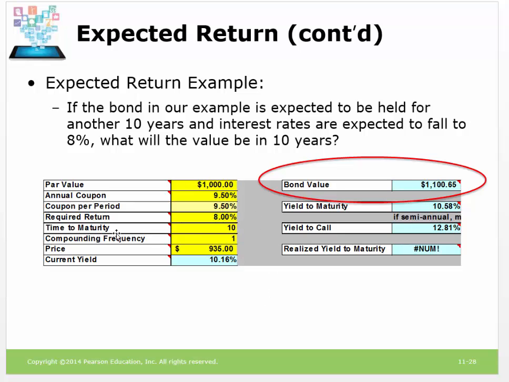So in 10 years, right, we now have 20 years left on this bond. So in 10 years, there'll be 10 years left. And the required return will change to that new market rate or forecasted rate of 8%. So in 10 years, this bond will be worth $1,100.65. So now I can use that future price to determine what I would get if I would buy the bond today and hold it for this time frame.